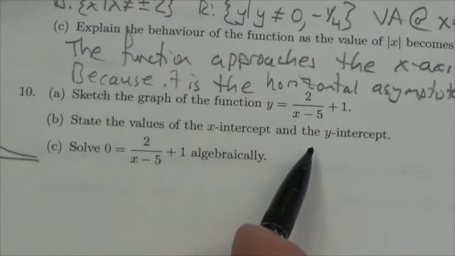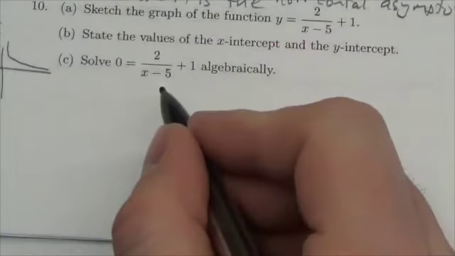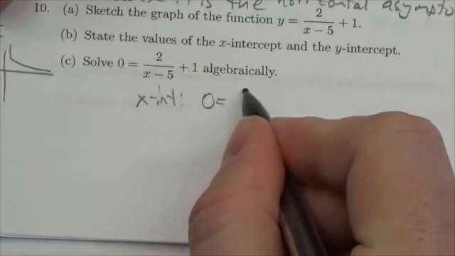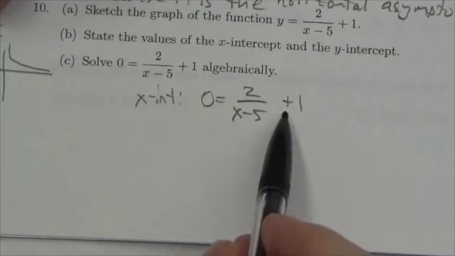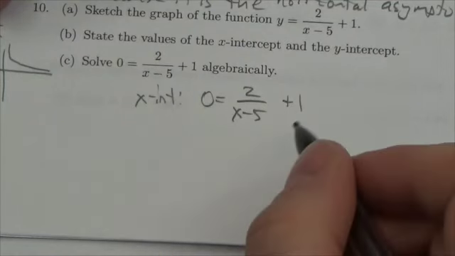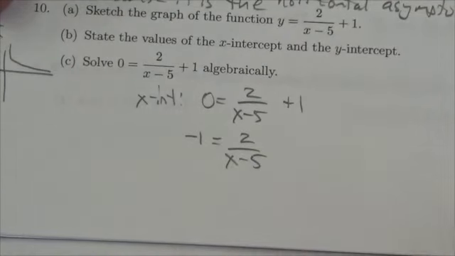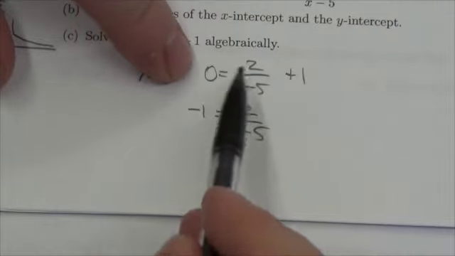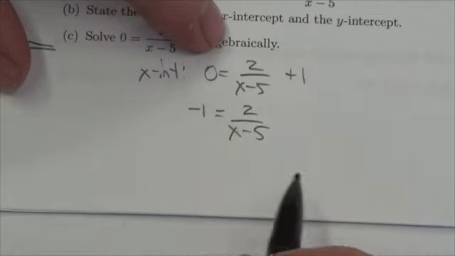Now, state the values of the x-intercept and the y-intercept. To get the x-intercept, I have to make y equal to 0. So I get 0 equals 2 over x minus 5 plus 1. I'm going to bring the 1 over to become negative, so negative 1 is equal to 2 over x minus 5. I'm trying to isolate x, so I need to isolate the term it shows up in first. That's why I brought the 1 over.